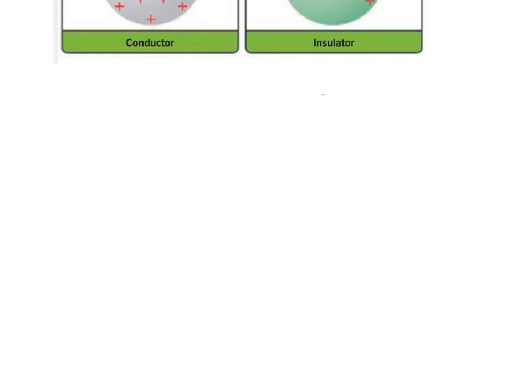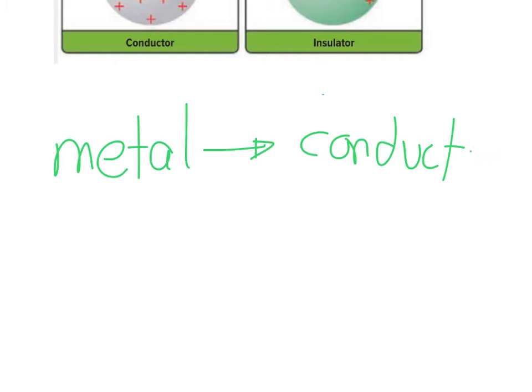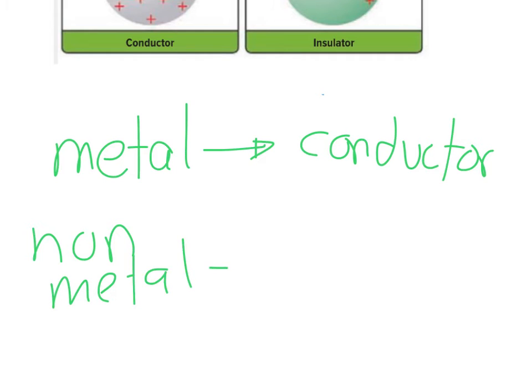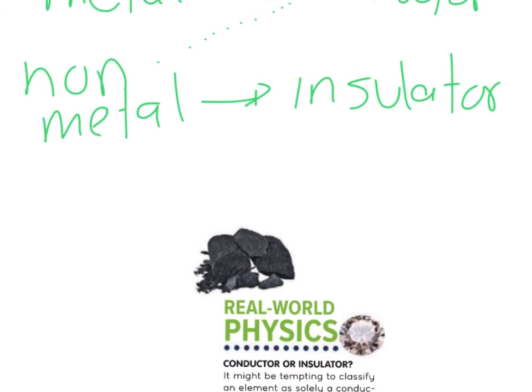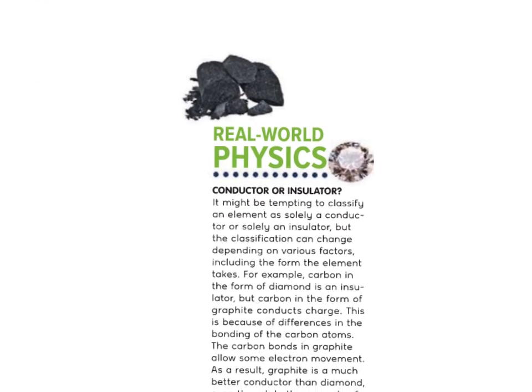Now, perhaps we have the idea that metals are the only conductors we have, and that non-metals are insulators. Now, the truth is that some non-metals can actually be conductors as well. This is not a characteristic of the non-metals. However, we have a special case of non-metal that can act as a conductor.